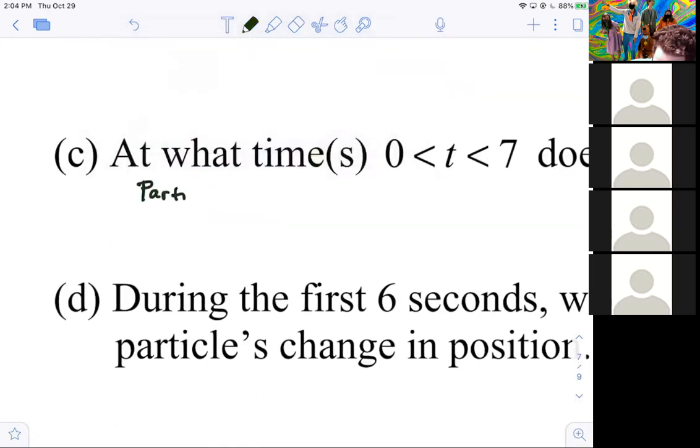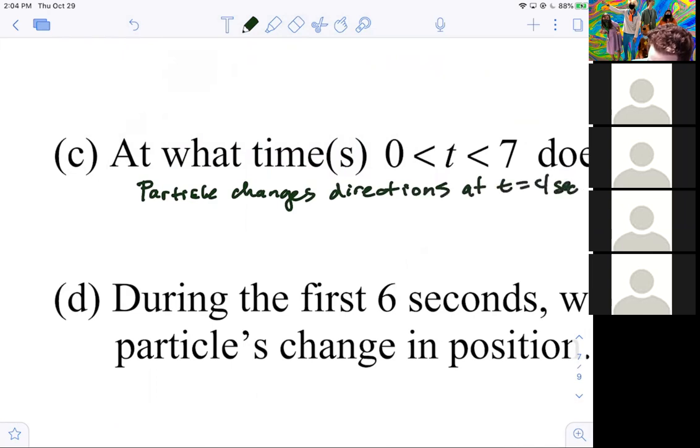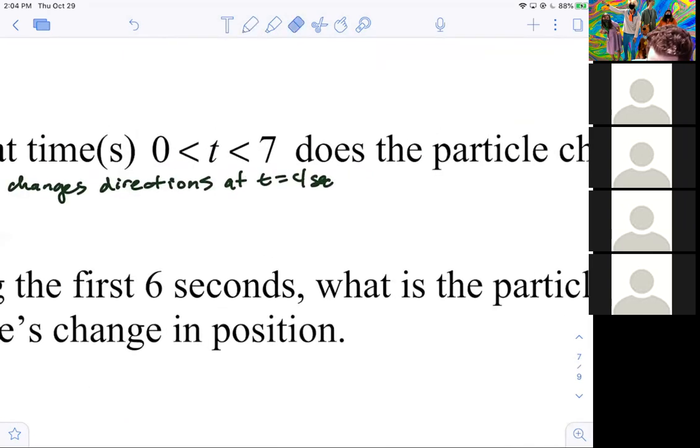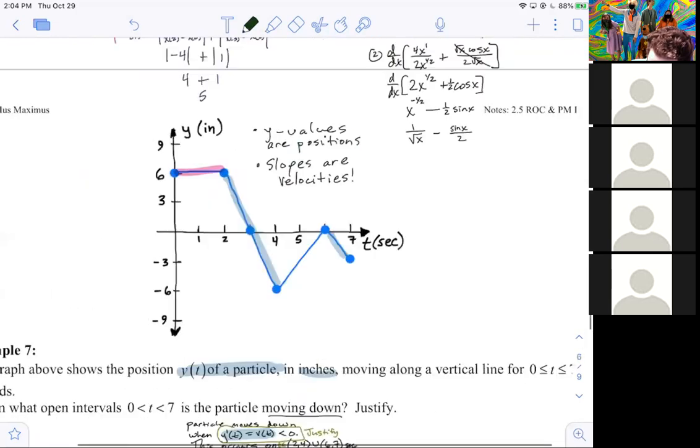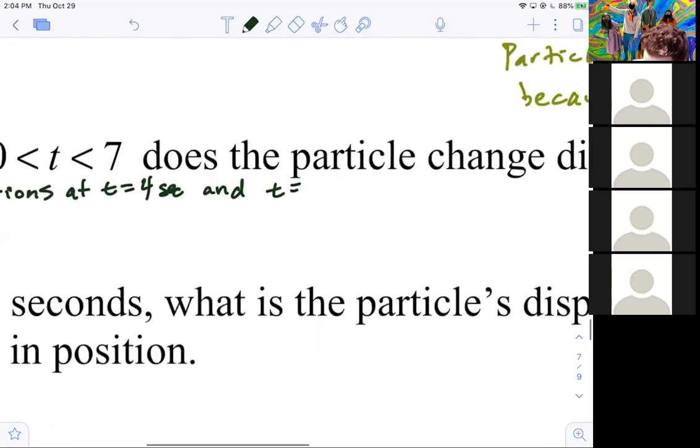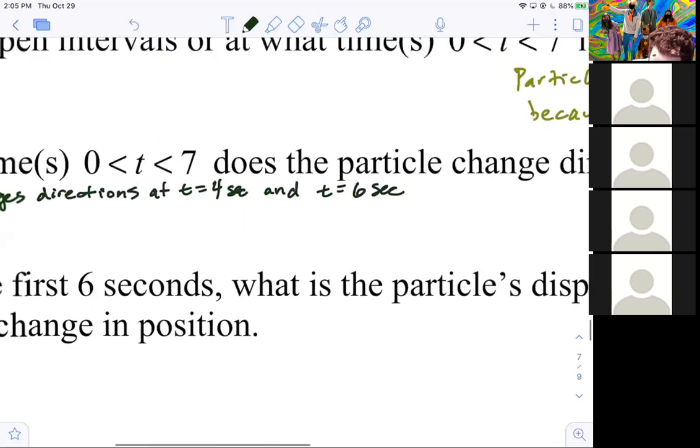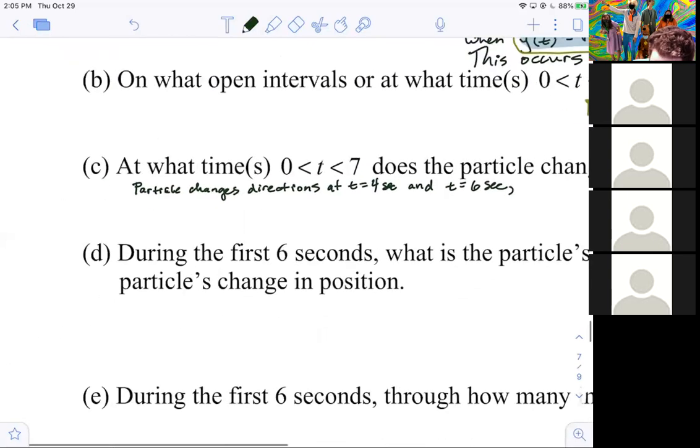Complete sentences, right? The particle, or just particle, is fine. Particle changes directions. We're answering like engineers now. Particle changes directions at t equals 4 seconds. You can group them both together if you want to do it like this instead of one at a time: at t equals 4 seconds and at t equals 6 seconds. Okay, so there's the answer, and now the justification.